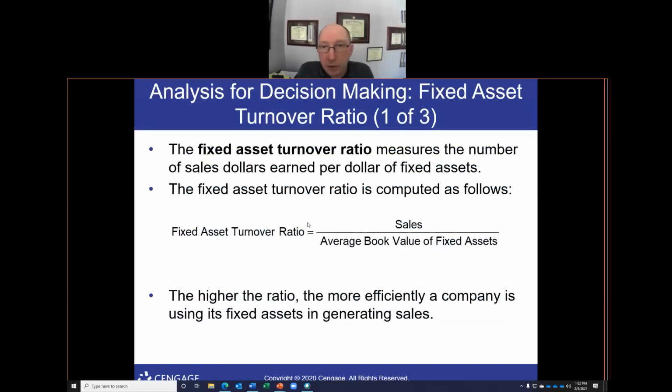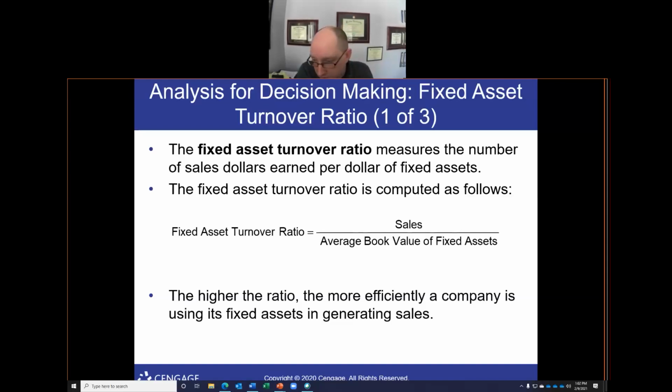Okay, a couple of quick ratios I want you to understand. One's called the fixed asset turnover ratio. What this does is it tells us how quickly I am using my assets to turn them into sales dollars. So I use my forklift to help me create sales. How do I figure out how much that forklift is helping me? It's through the fixed asset turnover ratio.